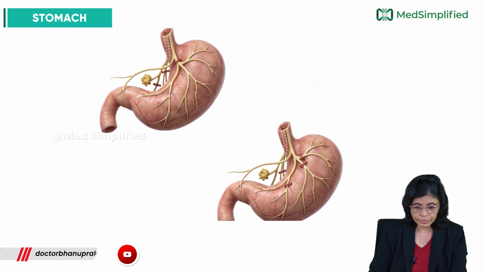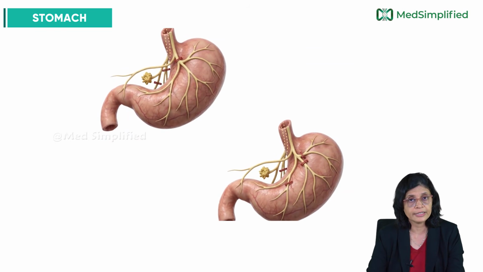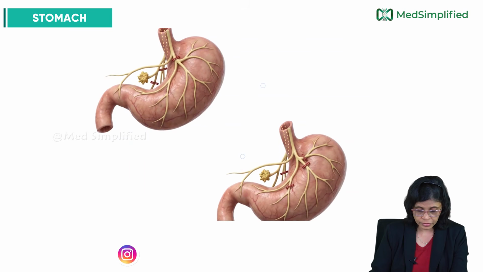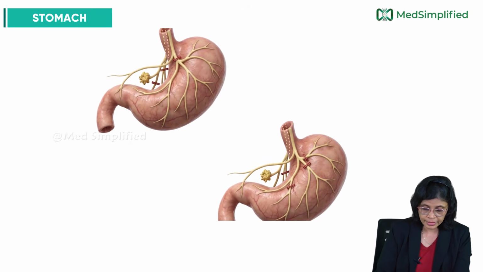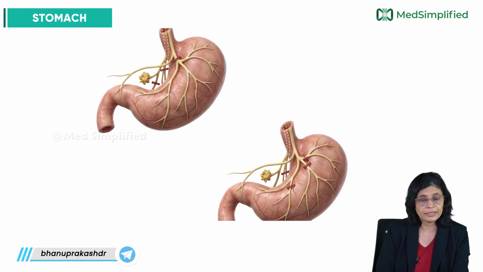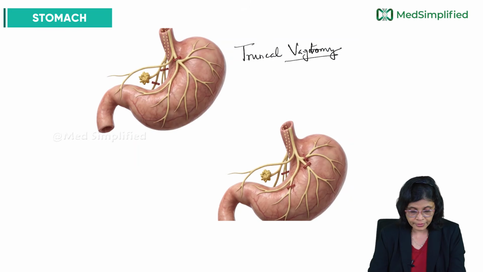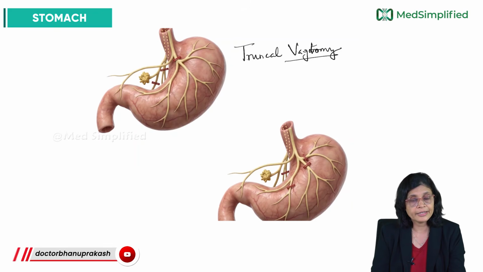So there are three types of vagotomy surgeries: truncal vagotomy, selective vagotomy and highly selective vagotomy. So three kinds of surgeries are there. When we talk about truncal vagotomy, basically the main trunk itself, depending upon whether anterior or posterior. In truncal vagotomy, what we do, we denervate the main trunk itself.